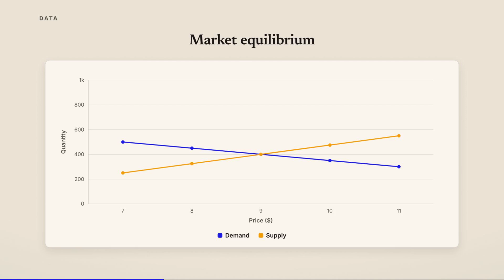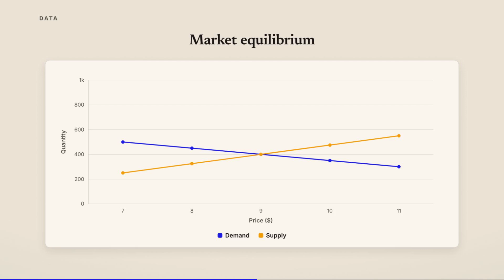At a price of $9, the quantity demanded equals the quantity supplied at 400 units. That's the equilibrium price and the equilibrium quantity. On a graph, it's where the demand curve and supply curve intersect, the equilibrium point.